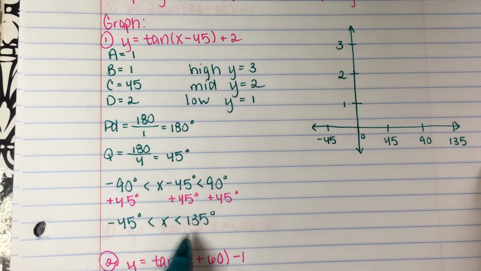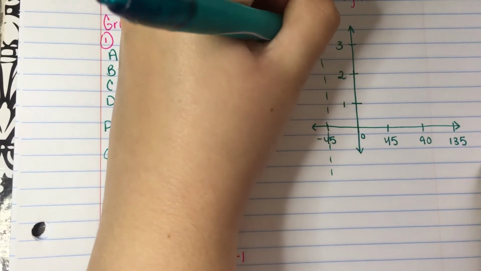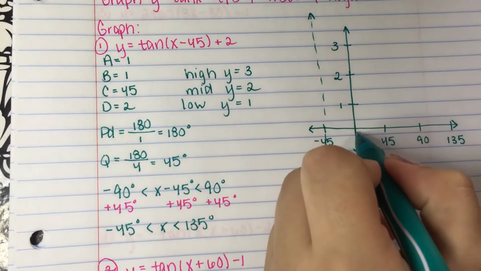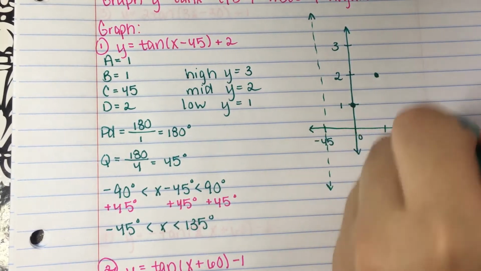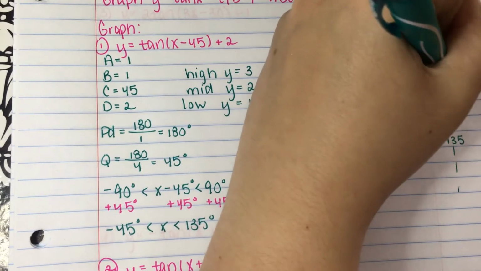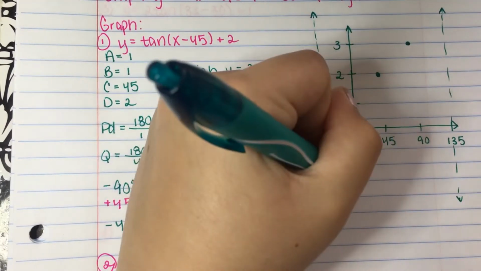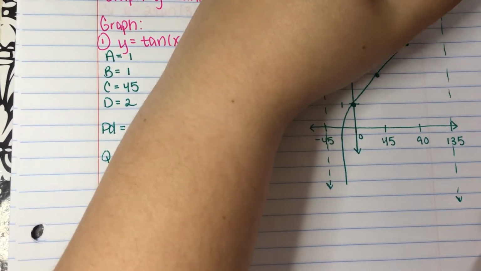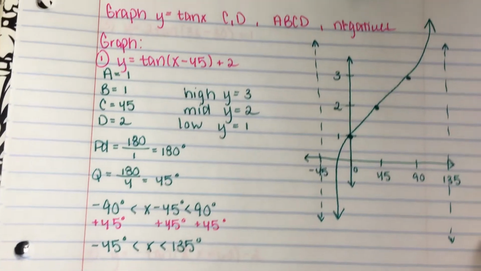Now we know our first asymptote is here at negative 45 degrees, and we know the shape of our function for tangent when it's a positive tangent. It goes low, mid, high, and then we finish off with an asymptote. So that's the shape of our function: asymptote, low, mid, high, asymptote. So now we get really close to the asymptote, we curve, and then we get really close to the asymptote, and we got ours off to the end there. And then there is our function.